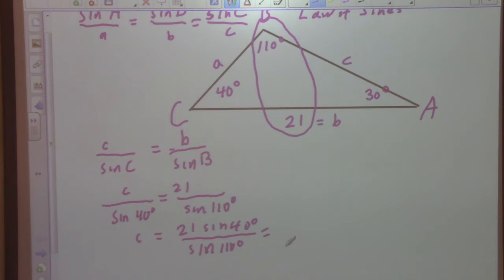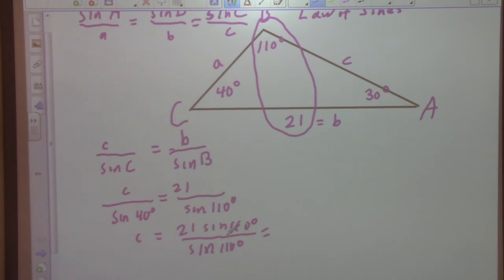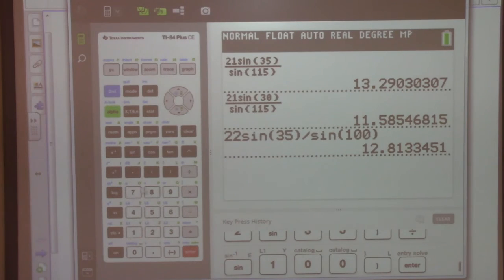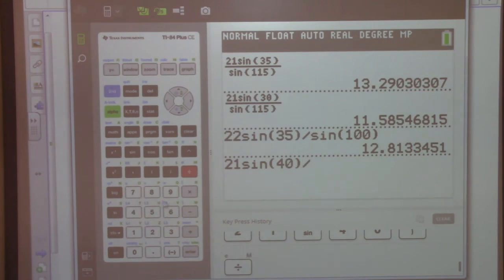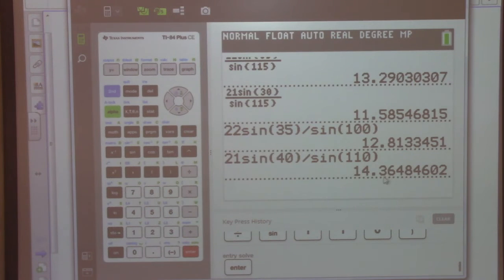And so that's going to be equal to, you go to your calculator. Does this look familiar from what we did yesterday a little bit? Yes, the second half of it. So let's go do that. I put 21 sine 40 degrees over sine, was it 110? Yes. So we have 14.365.